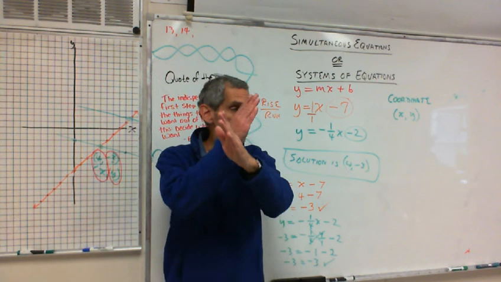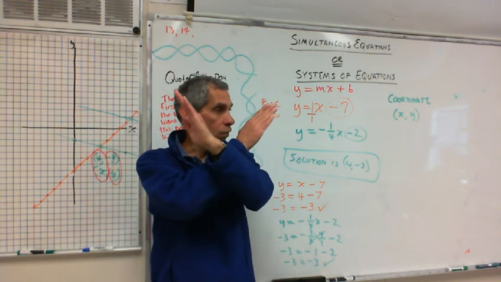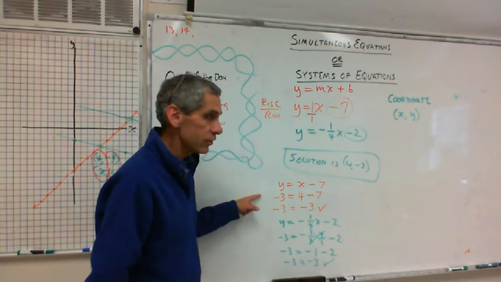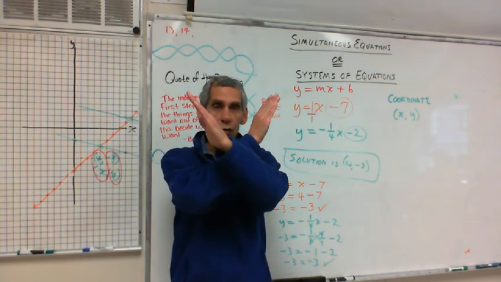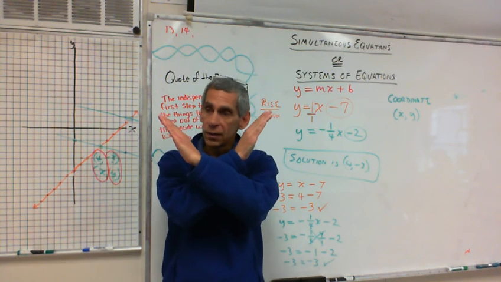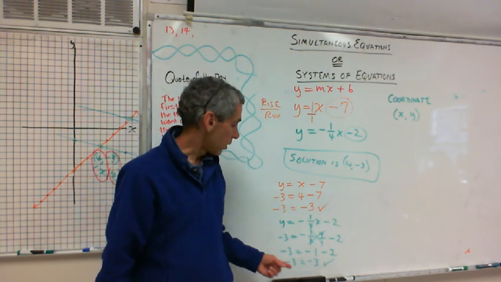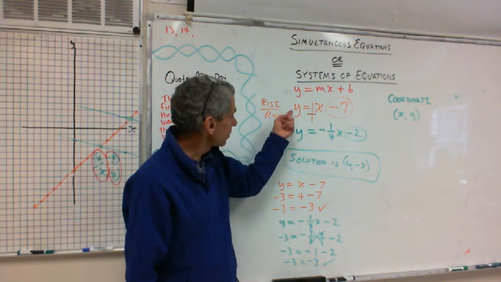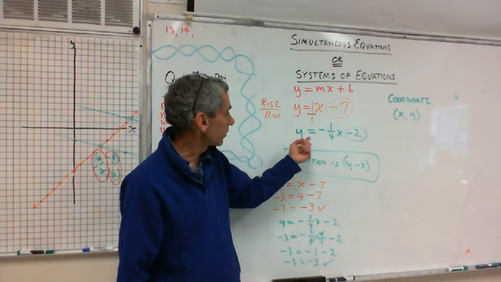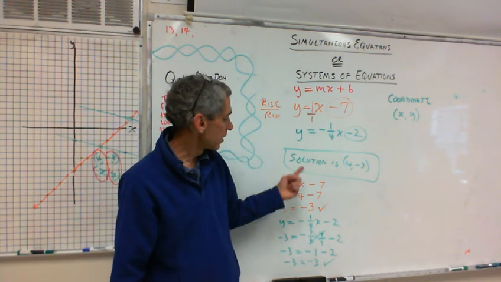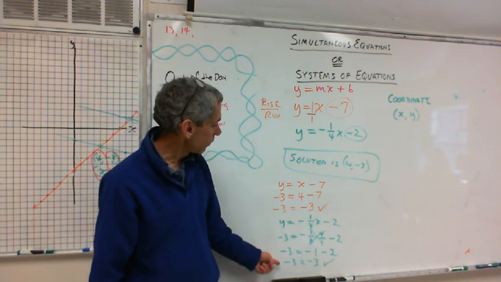You graph them on the same graph. You look for where they cross. You check your answer. That point, that coordinate where they cross, is an x comma y. And you plug that x into the x of this, and the y into the y of this, and then the x into the x of this, and the y into the y of this. And make sure you get a true answer.